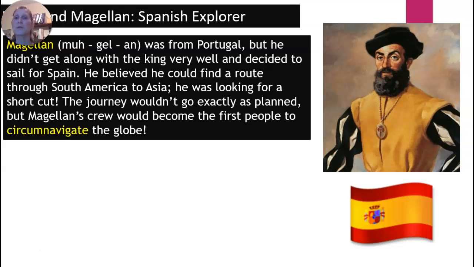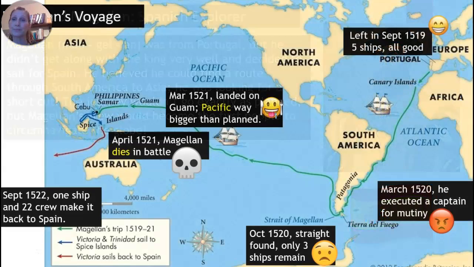So Ferdinand Magellan was a Spanish explorer. Magellan was from Portugal, but he didn't get along with the king very well, and he decided to sail for Spain. He believed he could find a route through South America to Asia. He was looking for a shortcut. The journey wouldn't go as planned, but Magellan's crew would become the first people to circumnavigate the globe.